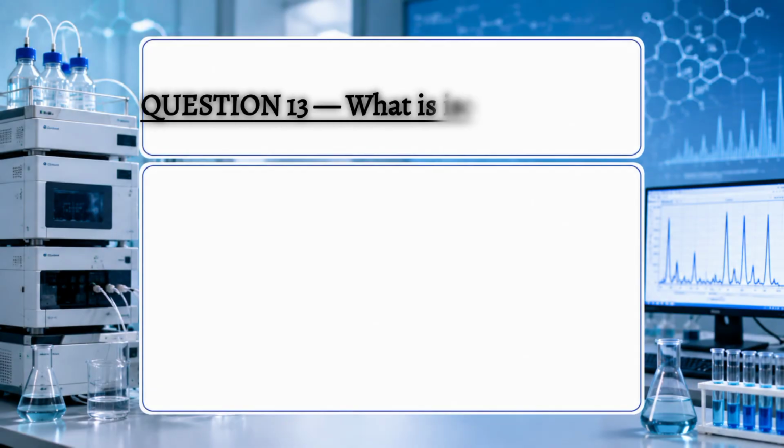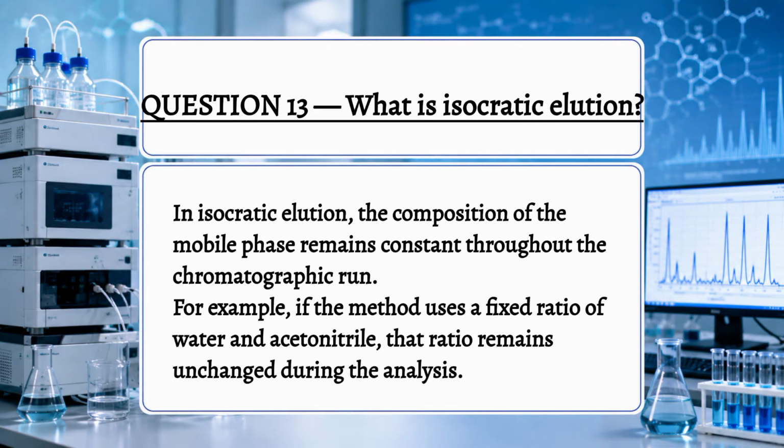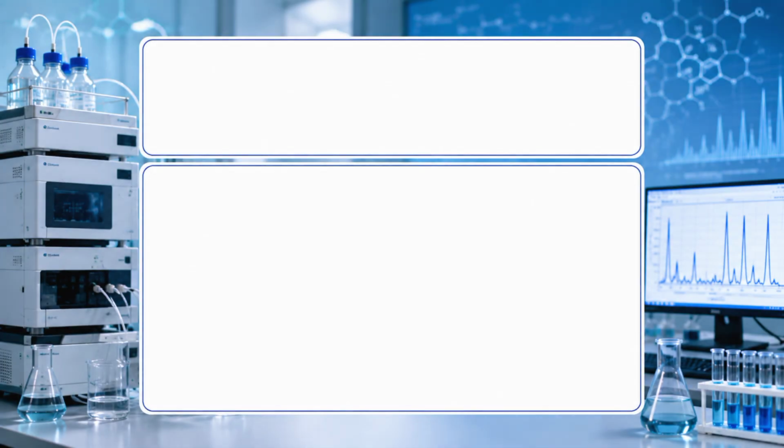Question 13. What is isocratic elution? In isocratic elution, the composition of the mobile phase remains constant throughout the chromatographic run. For example, if the method uses a fixed ratio of water and acetonitrile, that ratio remains unchanged during the analysis.